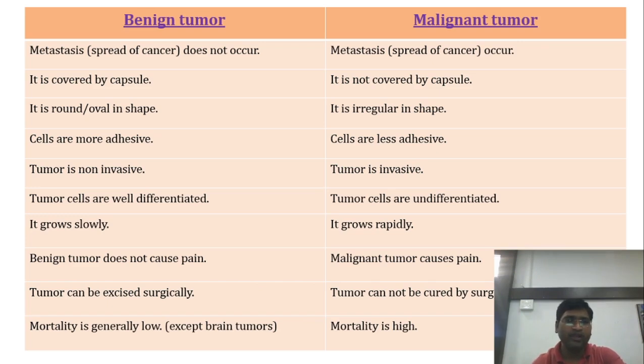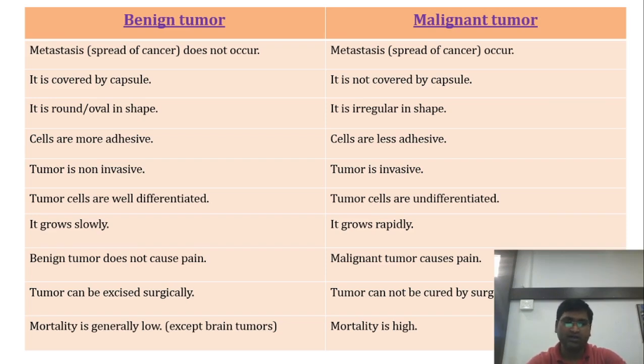Now in case of the benign tumor, the tumor can be removed, that is, excised surgically. In case of the malignant tumor, the tumor cannot be cured surgically. That means if we make a surgical operation at one location, before doing that operation, that particular tumor might have spread to another location. So in case of the malignant tumor, we cannot cure this cancer by surgery. That is possible in case of the benign tumor.